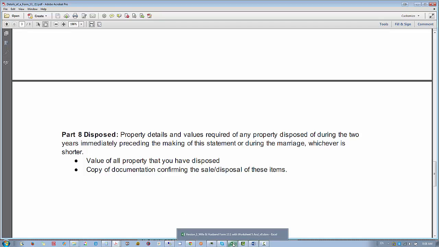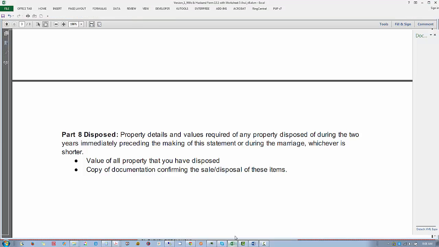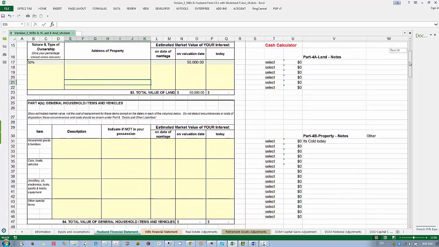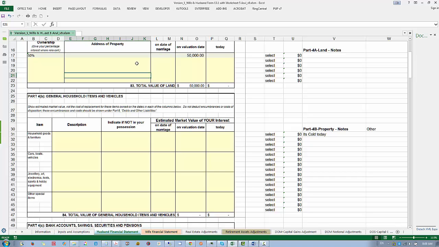Now, how does that all relate to the financial statement? Well, let's look at a financial statement and we'll see. So here's a typical Form 13.1, and it's broken down into its parts. The income part is not shown here, but we're going to go right to the Part 4A, which is the land. And so we will then list all the real estate assets here, and this is where we back it up with the notice of assessment from MPAC, which isn't completely definitive, but it's a good way to start the documentation, or a comparative market analysis or an appraisal.